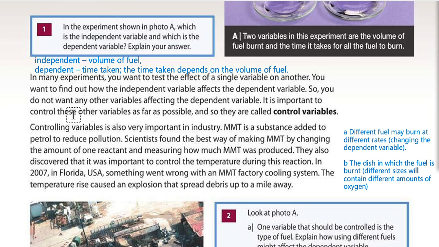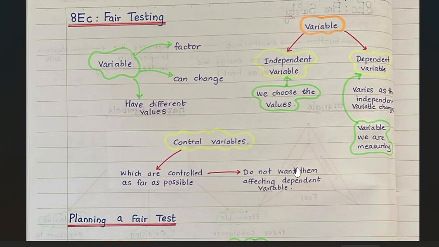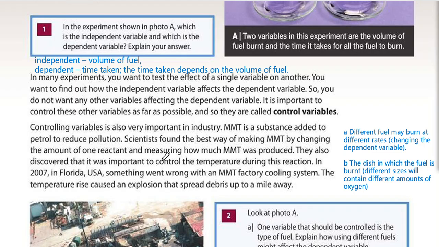Right, so next part it says about the control variables. So let's just go through it. In many experiments, you want to test the effect of a single variable on another. You want to find out how the independent variable affects the dependent variable. So you do not want any other variables affecting the dependent variable. It's important to control these other variables as far as possible. So they are called control variables. I showed you that. What are these? So you can see it's like a very shortened form summary of the textbook notes. So you can refer to it if you need.